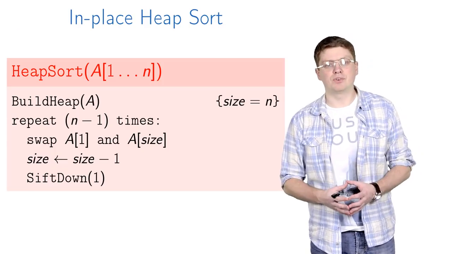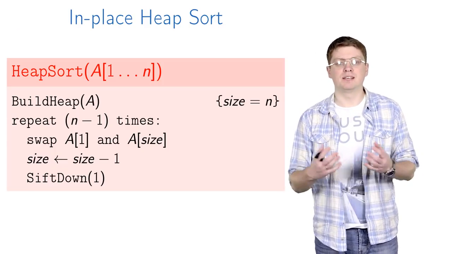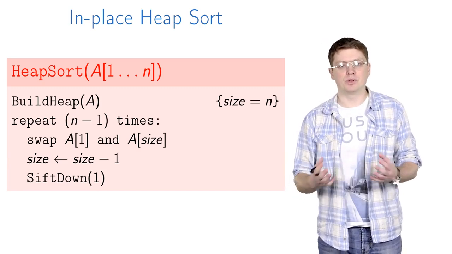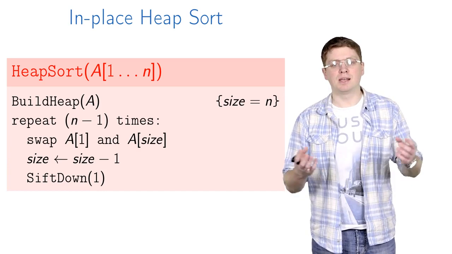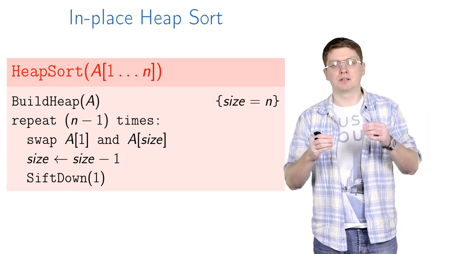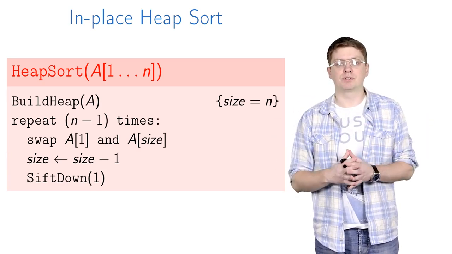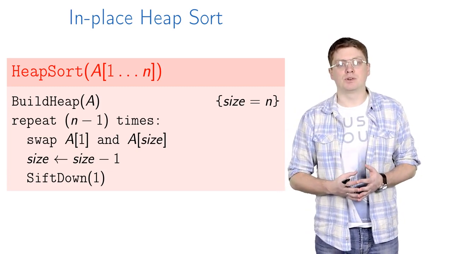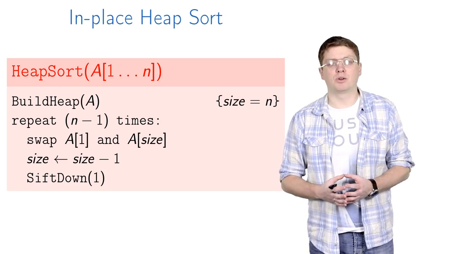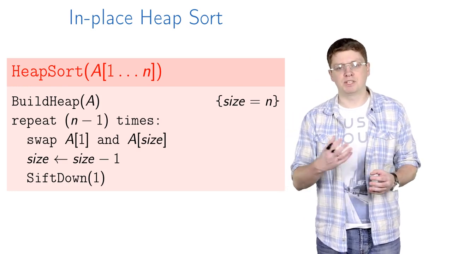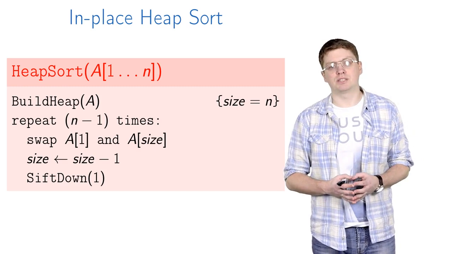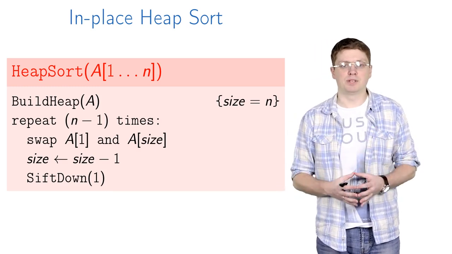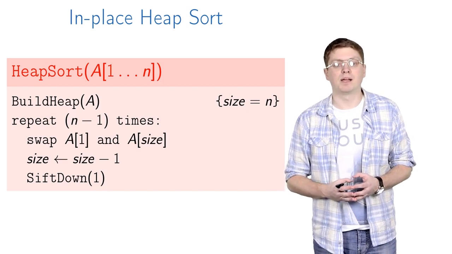We already have everything to present the in-place heap sort algorithm. Given an array A of size n, we first build a heap out of it. Namely, we permute its elements so that the resulting array corresponds to a complete binary tree which satisfies the heap property on every edge. We do this just by calling the build heap procedure. In particular, this build heap procedure assigns the value n to the variable size. Then we repeat the following process n-1 times.